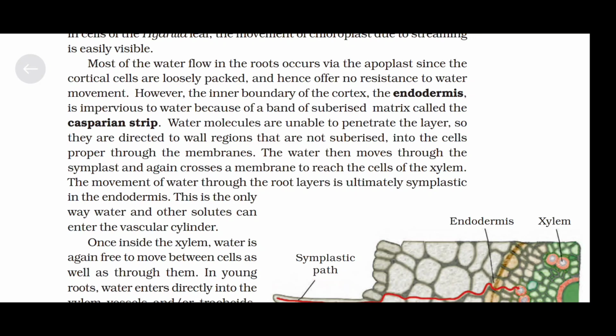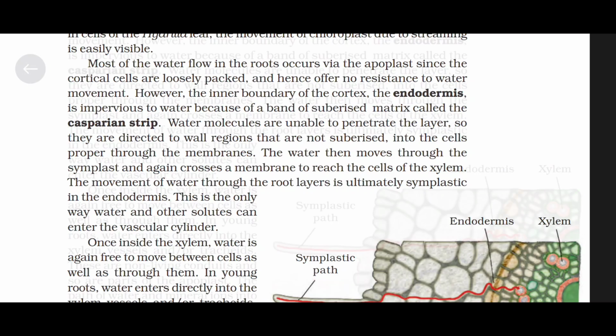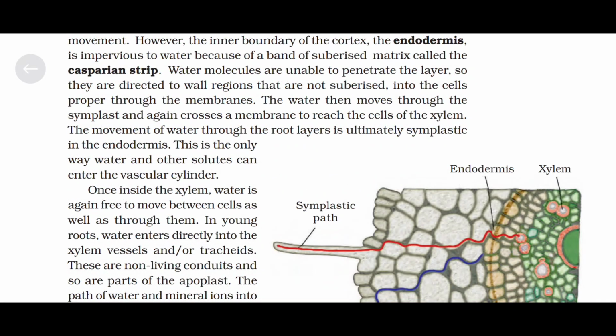However, the inner boundary of the cortex, the endodermis, is impervious to water because of a band of suberized matrix called the Casparian strip. Water molecules are unable to penetrate the layer, so they are directed to wall regions that are not suberized into the cells proper through the membranes. The water then moves through the symplast and again crosses a membrane to reach the cells of the xylem. The movement of water through the root layers is ultimately symplastic in the endodermis. This is the only way water and other solutes can enter the vascular cylinder.